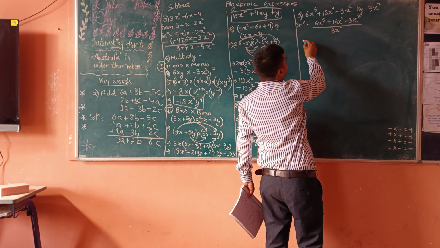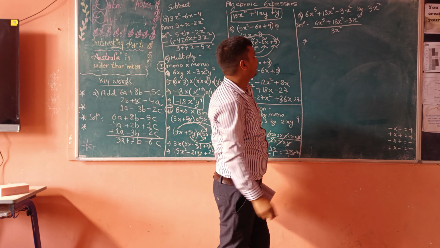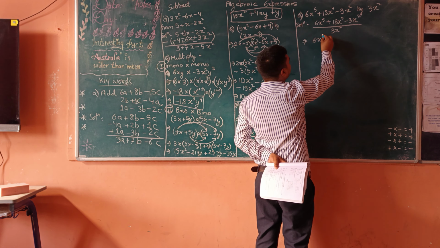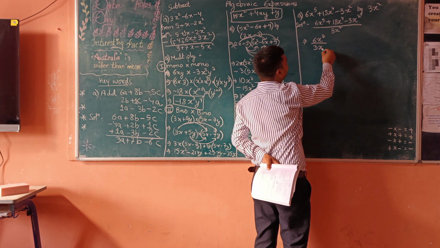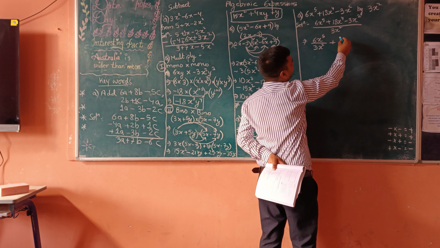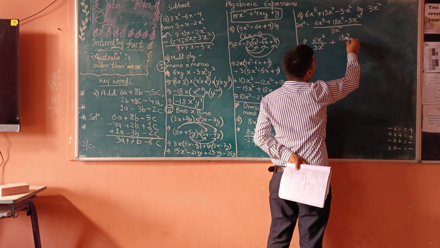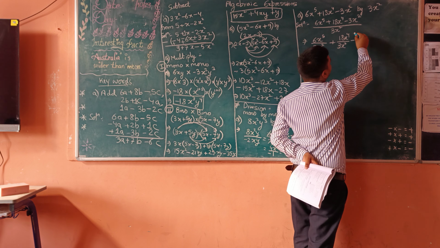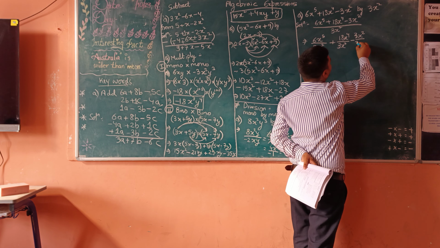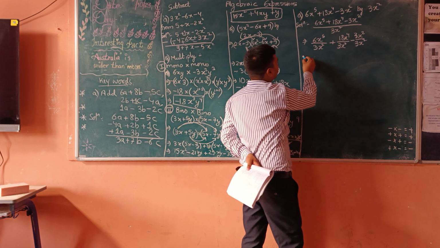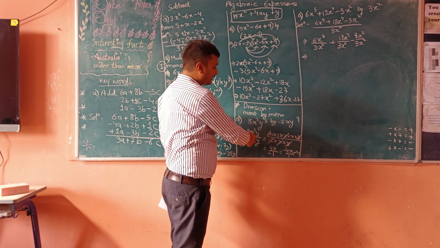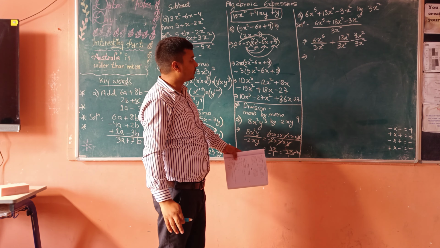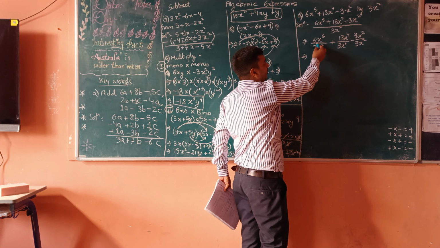I will write the first step, step 1. Next step, I will write here 6x power 5 divided by 3x square, plus, now I will segregate one by one, 18x power 4 divided by 3x square, next minus 3x square divided by 3x square. Now this is the process actually you need to do in small classes. Now you can solve it directly. See here how I am solving.